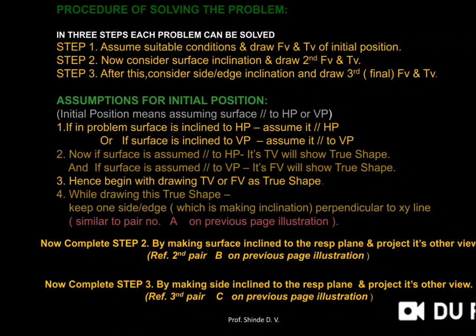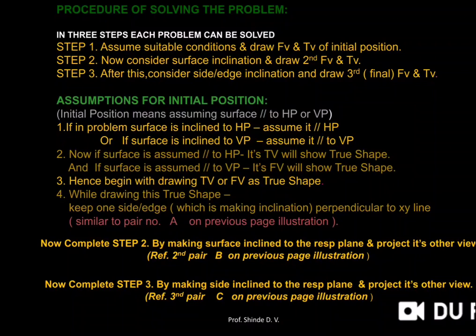Two steps are given: assume suitable condition and draw front view and top view of the initial position. Now consider surface inclination and draw second front view and top view. Only two steps here we have to draw. Assumption for initial position. Initial position means assuming surface parallel to HP or VP.